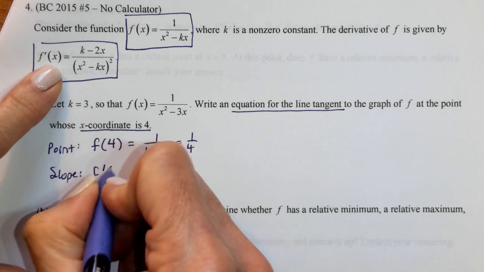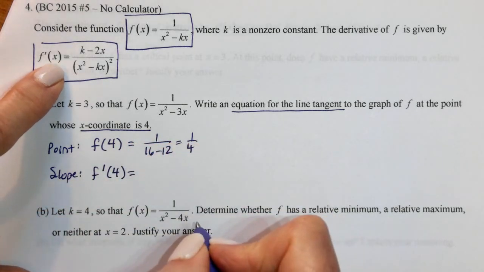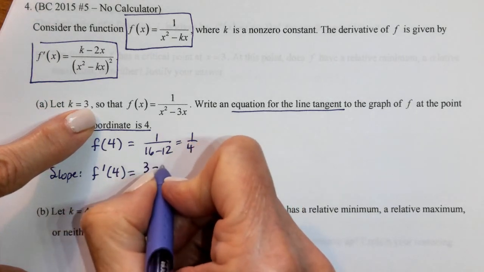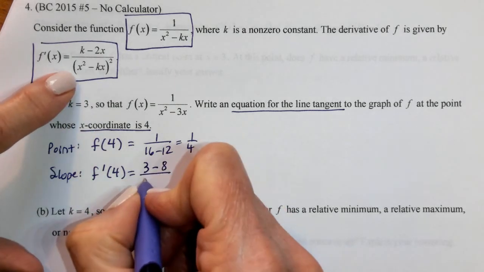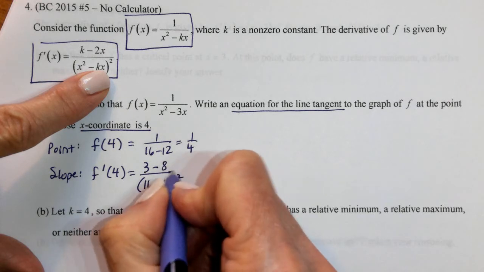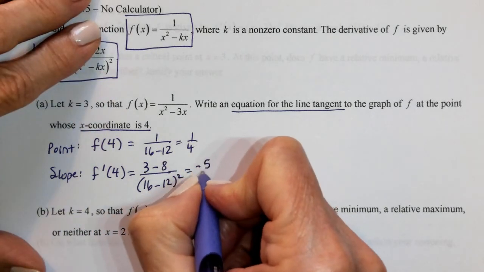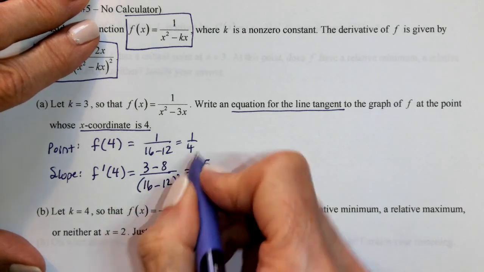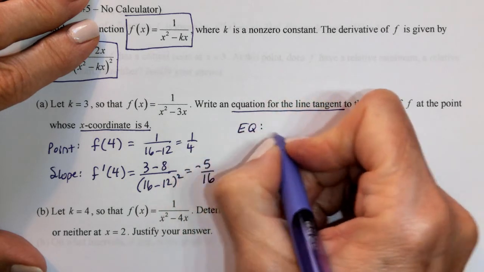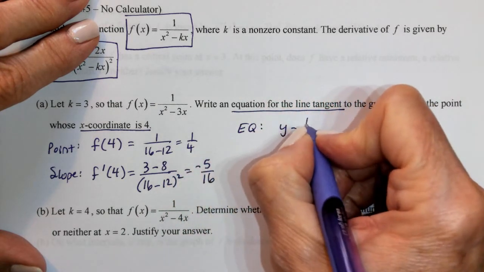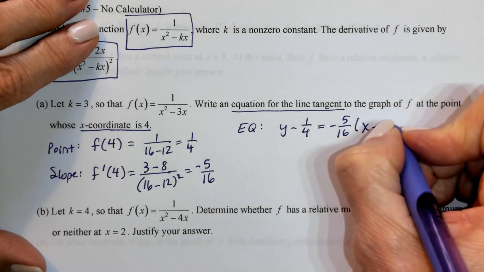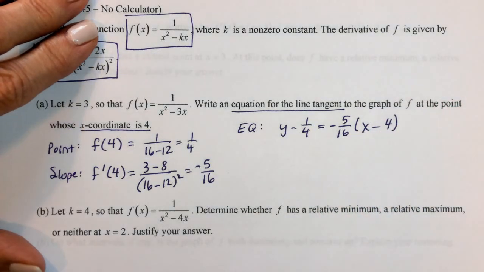we're finding f prime at 4. So I am putting 4 in for x, and I'm putting 3 in for k. So this will be 3 minus 8 over 16 minus 3 times 4 squared. So that's a negative 5 over 4 squared. So the equation of the line would be y minus the y value is equal to our slope times x minus the x value. And I'll say stop there.